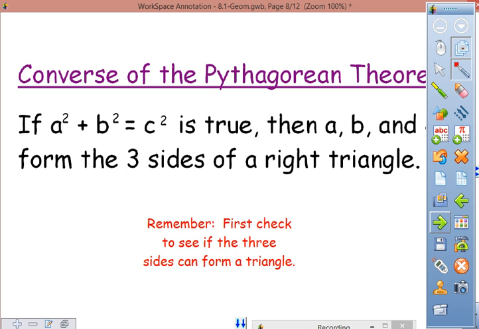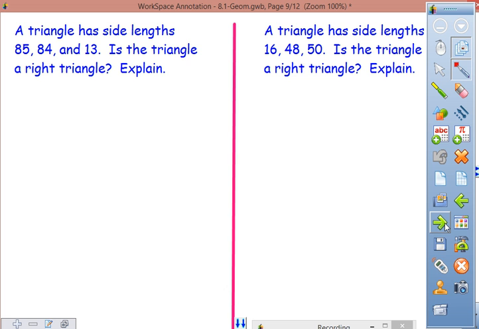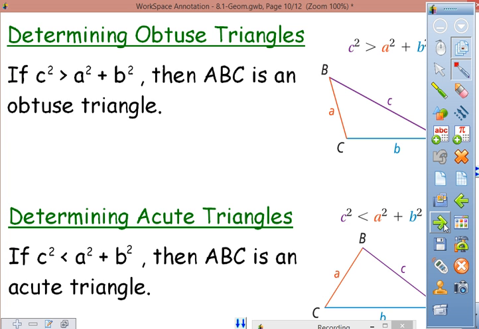Converse of the Pythagorean theorem. If a squared plus b squared equals c squared is true, then it will be a right triangle. And then let me skip forward. Determining if it's obtuse: if c squared is greater than a squared plus b squared, then it's going to be obtuse. And if c squared is less than a squared plus b squared, it's going to be acute. So we are going to determine whether it's right, obtuse, or acute.